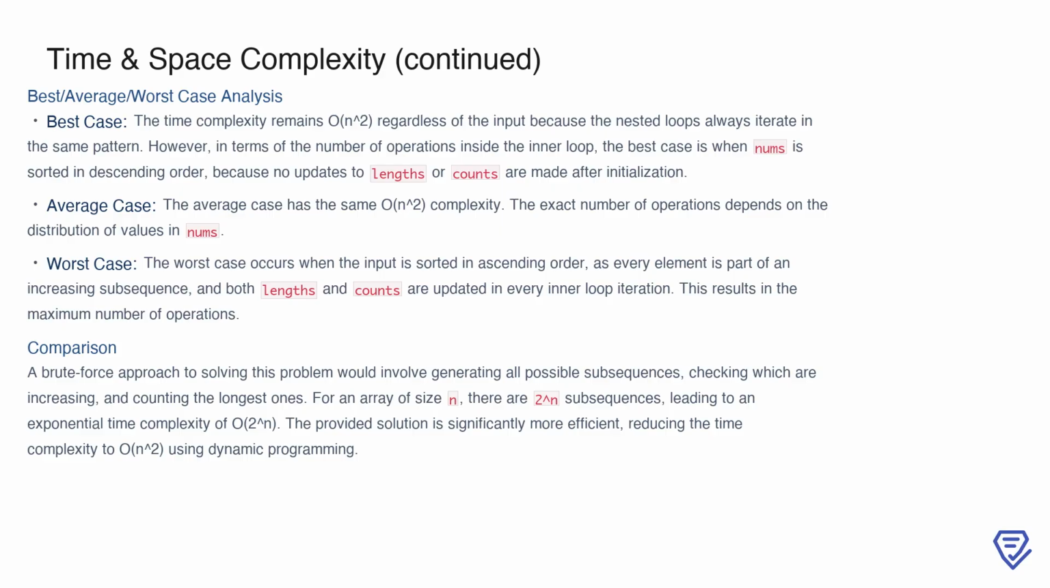In the average case, the operations depend on the specific distribution of values in the array, but the overall complexity remains n squared. The worst case happens when the array is sorted in ascending order. Here, each element contributes to an increasing subsequence, leading to updates in both lengths and counts during every inner loop iteration, maximizing the number of operations. Compared to a brute force approach, which would involve generating all 2^n possible subsequences and checking each one, this dynamic programming solution is vastly more efficient, reducing the time complexity to O(n squared).